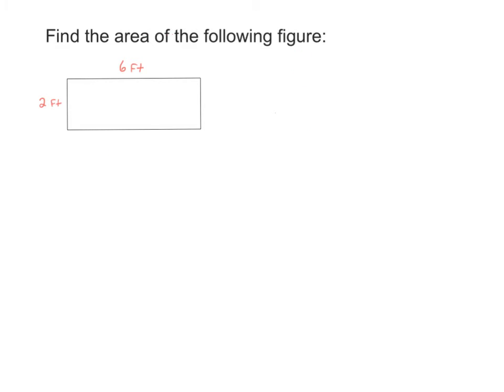Now we're going to be finding the area of the following figure. In this case, we have a rectangle, and the formula for the area of a rectangle is A equals length times width, or base times height. Now, we know that our width is going to be 6 feet, and our length is going to be 2 feet. So now let's just plug it in the formula.